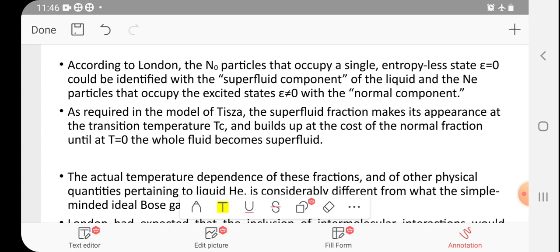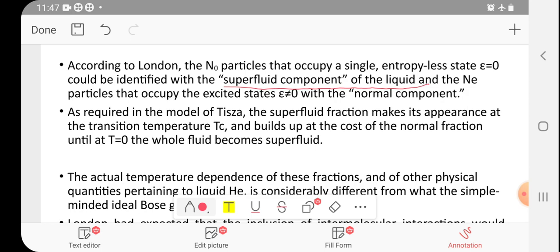Condensation will just start at the critical temperature Tc, and the condensation will continue up to T equal to 0 Kelvin. So some particles will be in the ground state and some in the excited state. The particles in the ground state may be regarded as the superfluid component of the liquid, and the particles in the excited states will contribute to the normal component of the liquid.